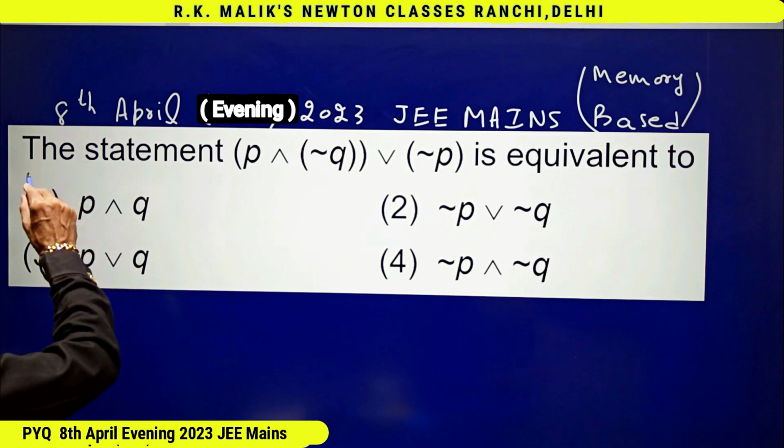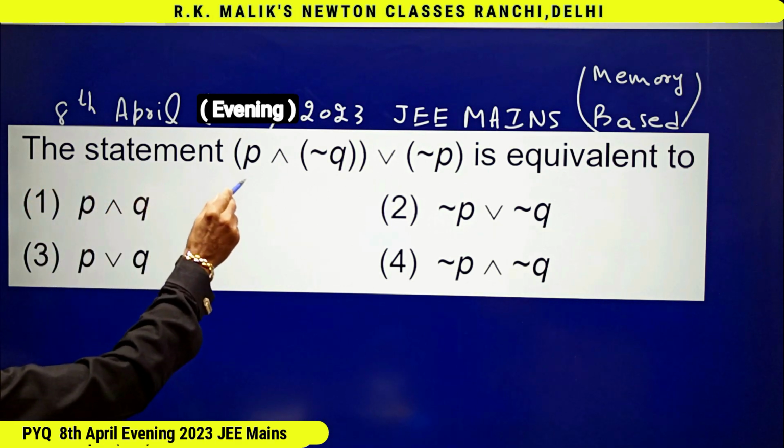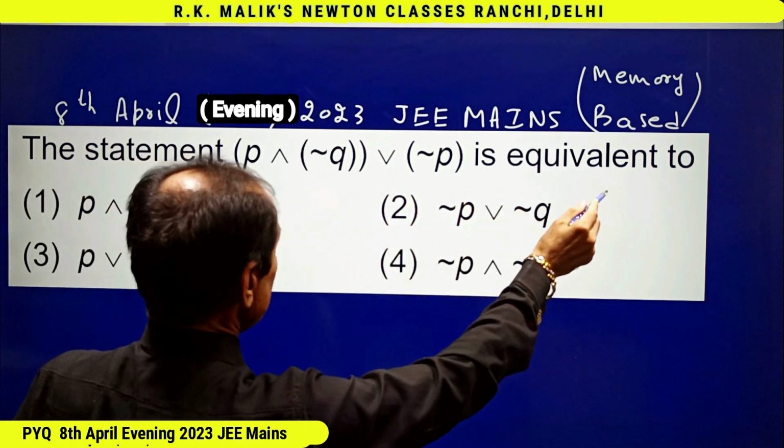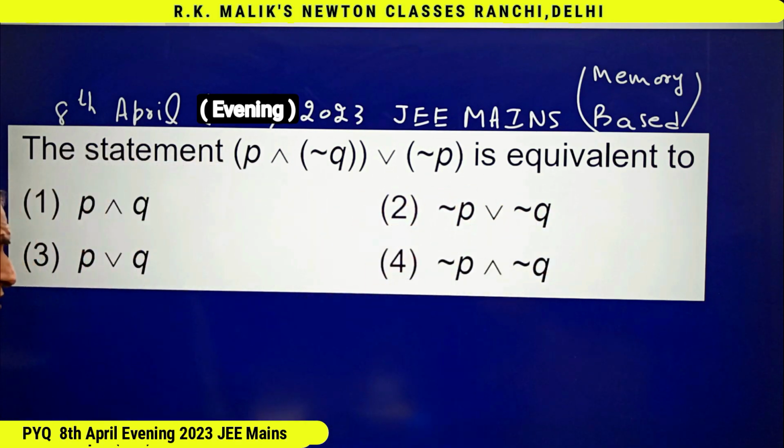In this question, it is given that the statement P and negation Q or negation P is equivalent to, you have to find the correct choice.